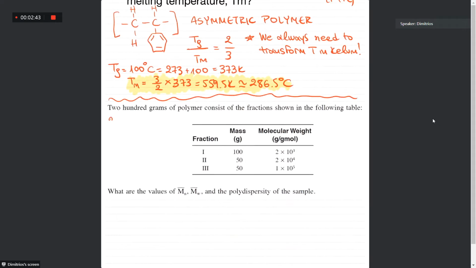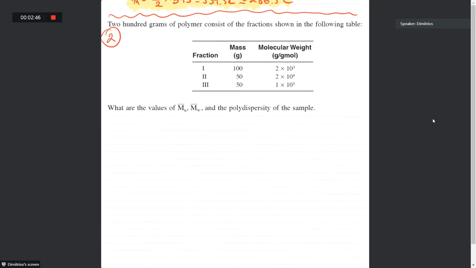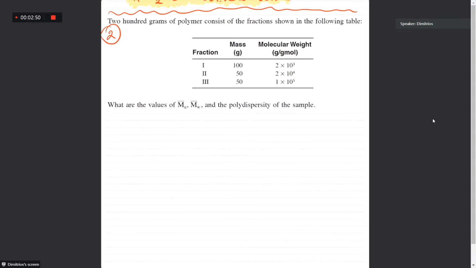And now let's go to question number two. We have 200 grams of a polymer that consists of the fractions shown in the following table, okay? What are the values of number average molecular weight, weight average molecular weight, and the polydispersity of the sample? I repeat, I want you to remember the simple equations that you can use for the molecular weight averages in the exam, okay? So go ahead and try this one. I give you around 10 minutes, and we'll come back with the answer in 10 minutes. Of course, when you have answers, just post them on WeCom, WeChat, or whatever it's called.